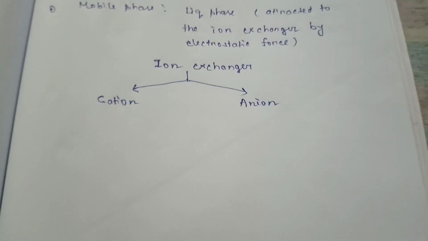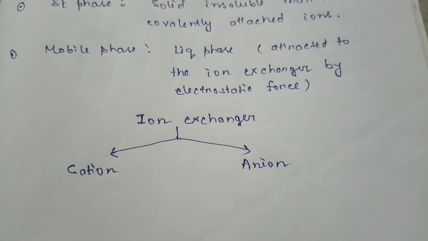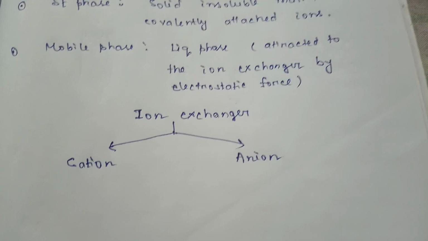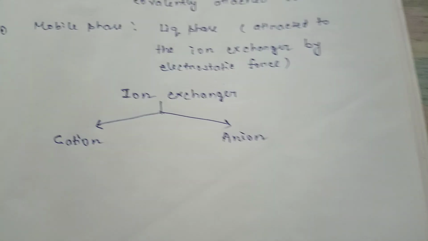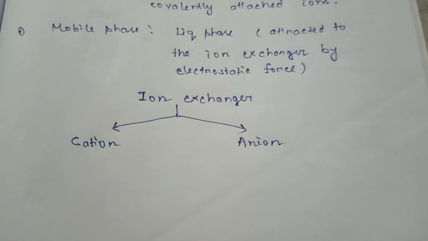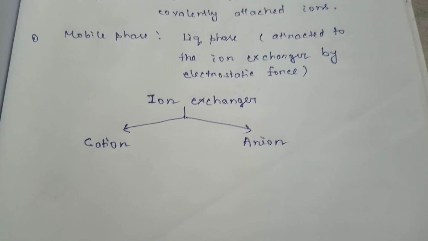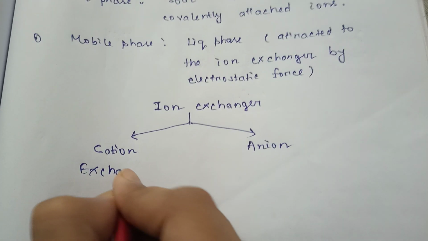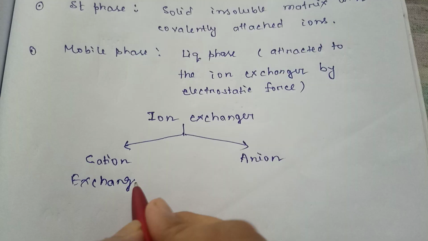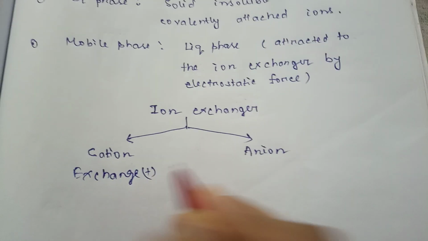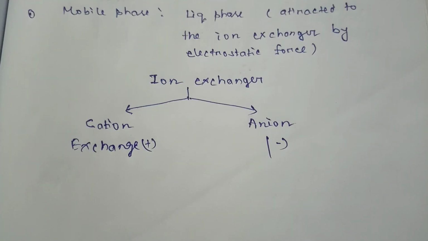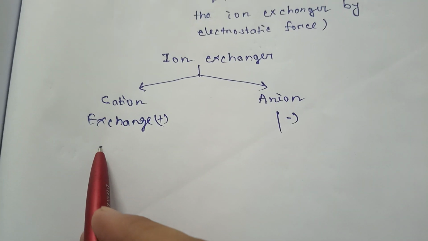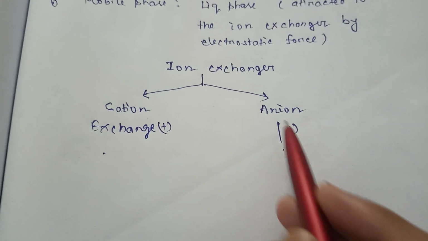So what is an ion exchanger? Actually, an ion exchanger can be of two types, cation or anion. It can be easily explained by examples, that is the two types, cation exchanger and anion exchanger. Cation exchanger means it will exchange the cation. I will tell you later with the help of a diagram. And anion exchanger means it will exchange the anion, right? So for cation separation we can use a cation exchanger, and for anion separation, an anion exchanger.